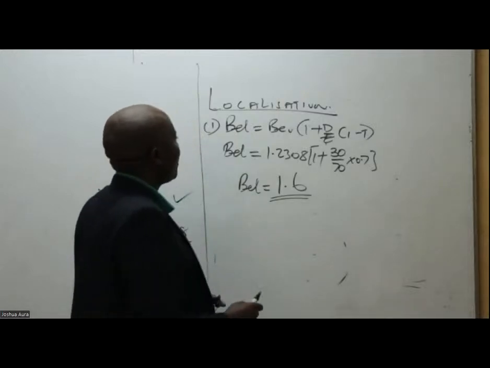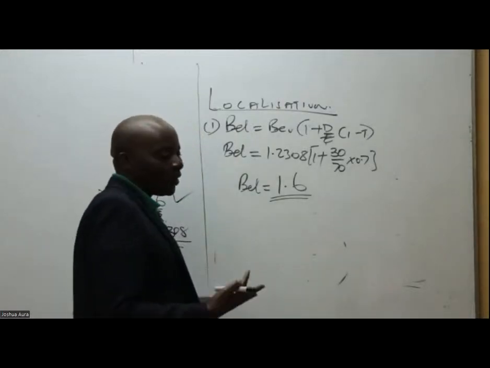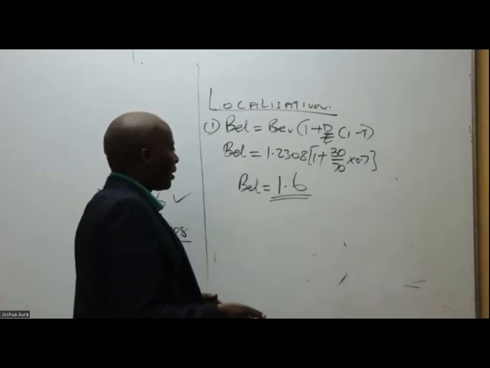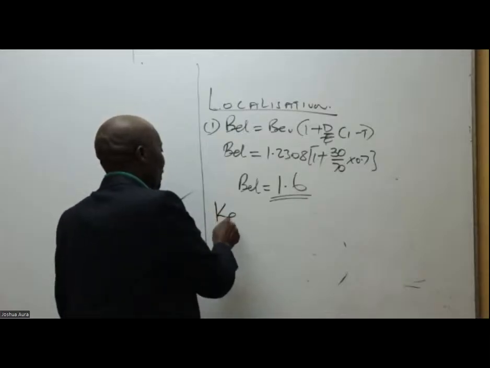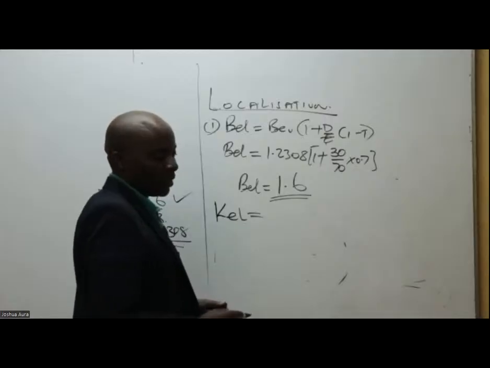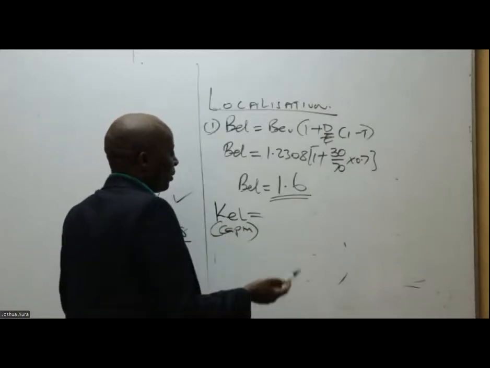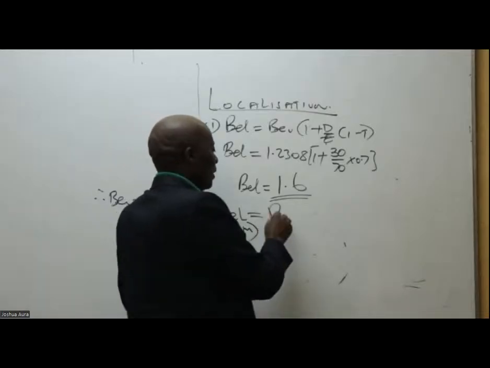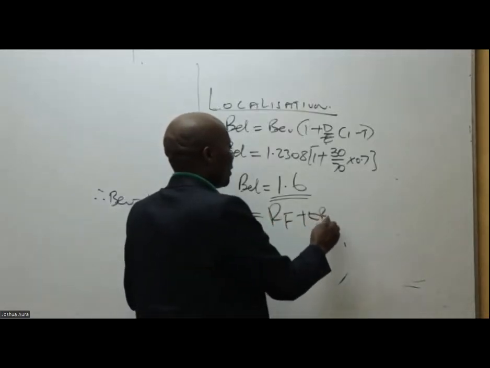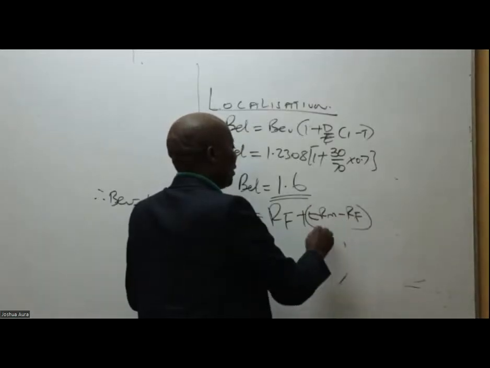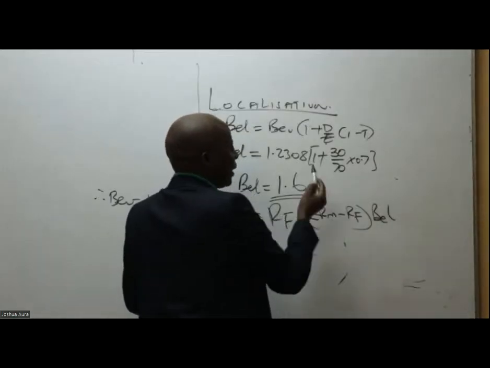So after localization, still in Roman 1, I know that the next thing should be CAL. For CAL, we are using CAPM. So CAPM is risk-free plus expected return of the market minus risk-free multiplied by the BEL we have just obtained.